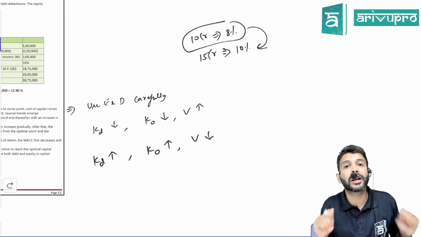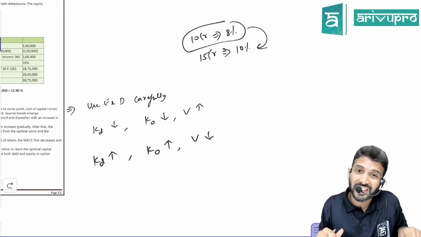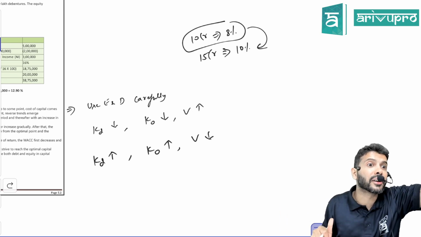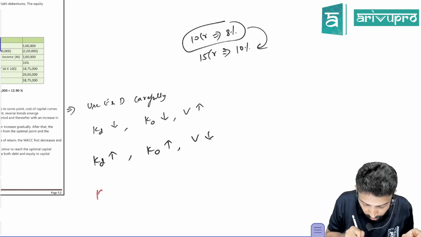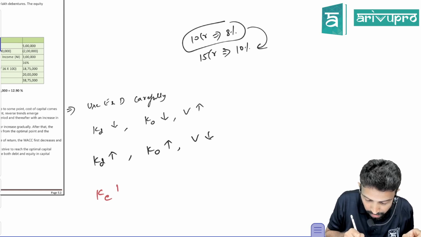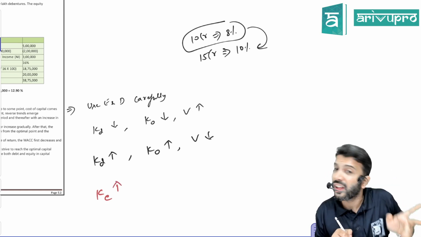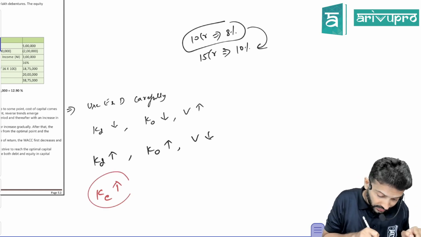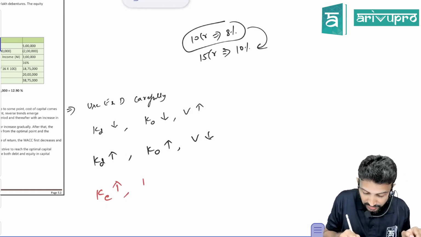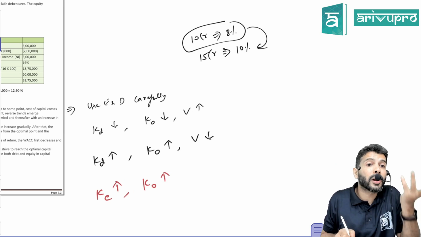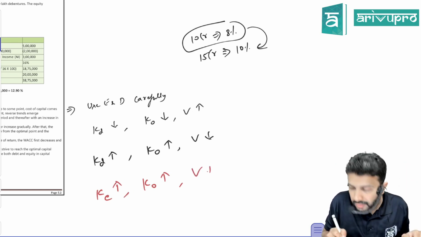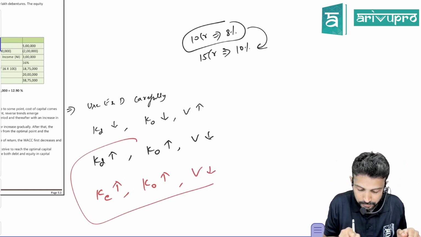Sir, if business becomes more risky, will they expect the same return or will they expect a higher return? So if you take more and more debt, when business becomes more and more risky, the expectation of equity shareholders will increase. So cost of equity will increase. If cost of equity increases, overall cost of capital also will increase. Value of the firm will decrease. One of the two will happen.